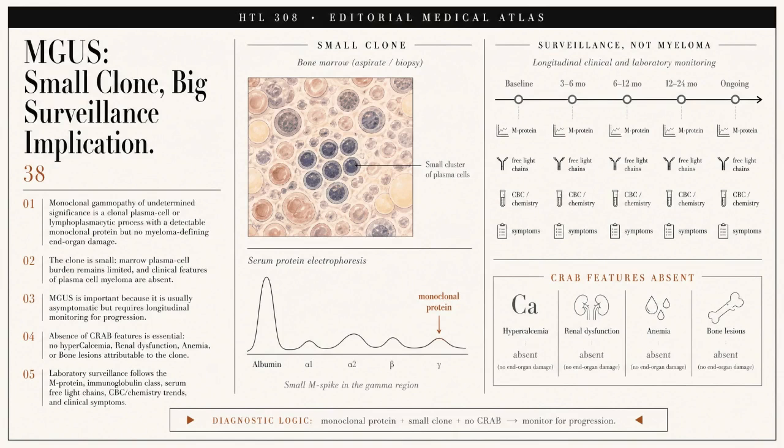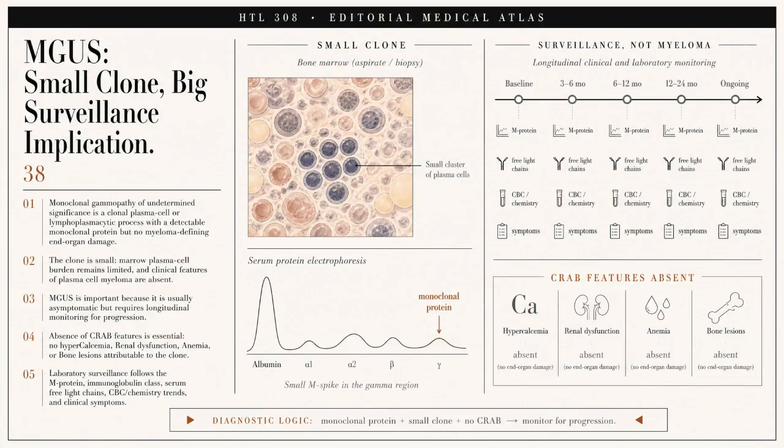Molecular and cytogenetic testing, while not routinely performed in all MGUS cases, can identify genetic abnormalities that may predict progression risk. Understanding these nuances supports diagnostic reasoning and informs clinical decision-making. In summary, MGUS exemplifies how a small clonal plasma cell population requires big surveillance implications.